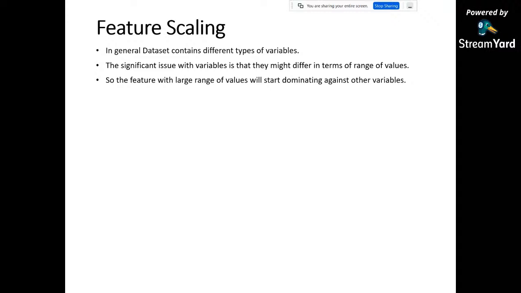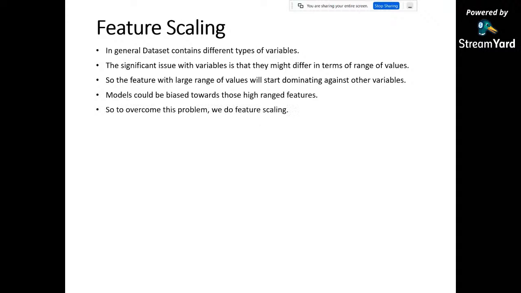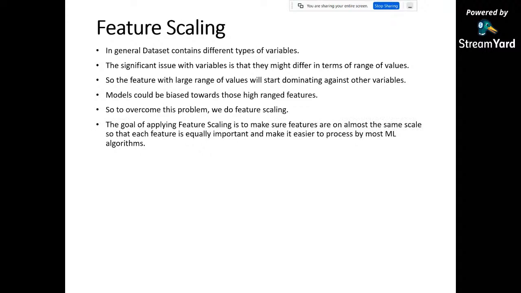If features have different ranges of values, then the feature with a large range of values will start dominating the other variable which has a shorter range. So models could be biased towards those high-ranged features. A feature with high range could start dominating a feature with low range, and that's where a model will be biased, and we don't want this behavior in a model, right? To overcome this problem, we do feature scaling. If you face this kind of problem in your data set, then you have to opt for feature scaling techniques. The goal of applying feature scaling is to make sure features are on almost the same scale so that each feature is equally important and it is easier to process by most ML algorithms.